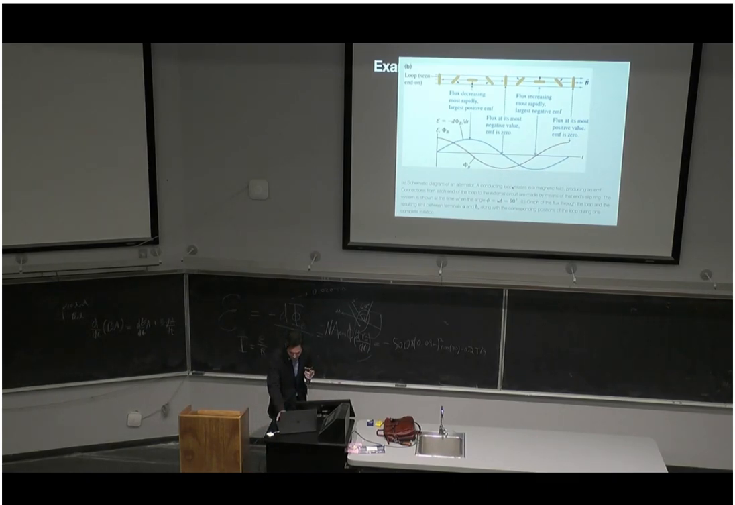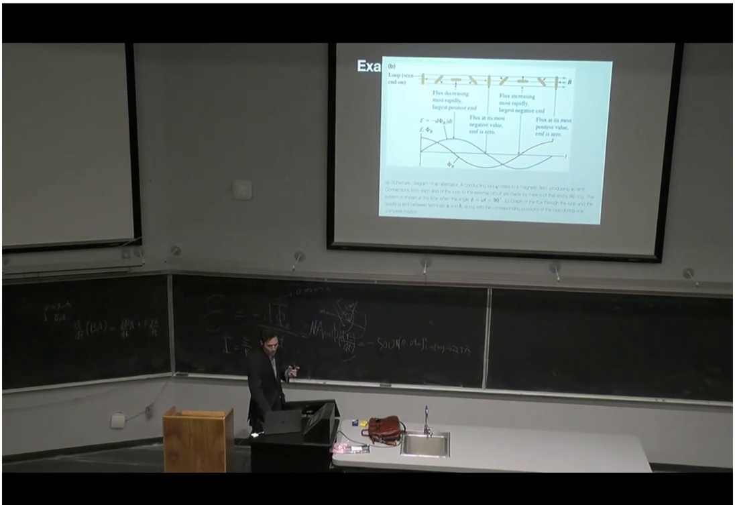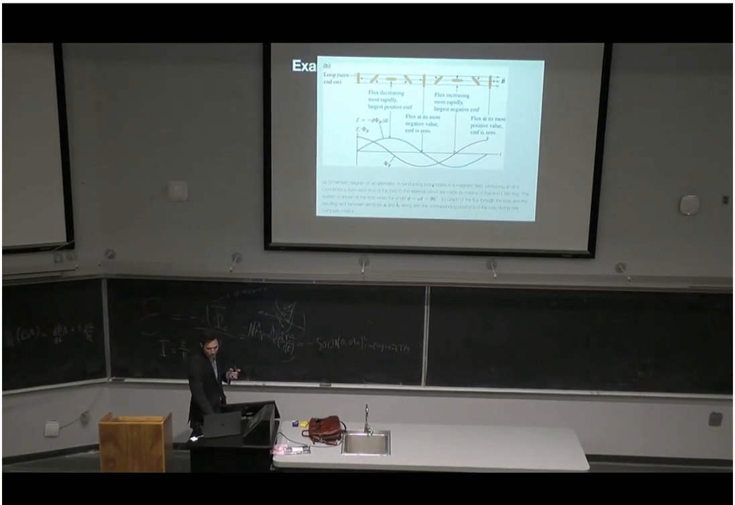So the connections from each end of the loop to the external circuit are made by means of the end's slip ring. The system is shown at a time when the angle is at 90 degrees. Graph the flux through the loop and the resulting EMF between the terminals A and B, along with the corresponding positions of the loop during one complete rotation. So we're going to look at all that.